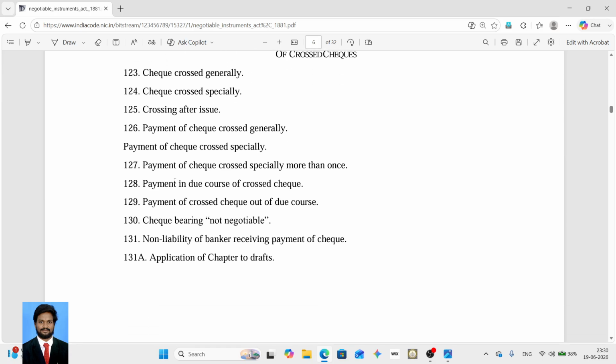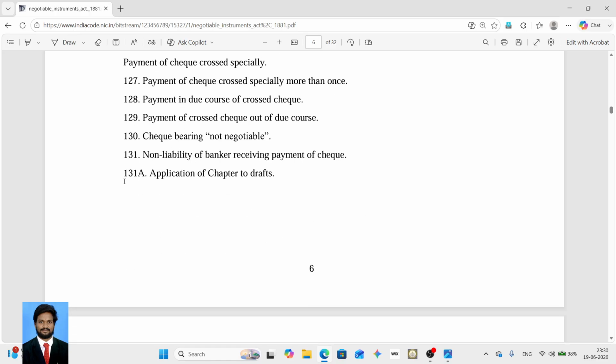123 check crossed generally. 124 check crossed specially. 125 crossing after issue. 126 payment of check crossed generally, payment of check crossed specially. 127 payment of check crossed specially more than once.